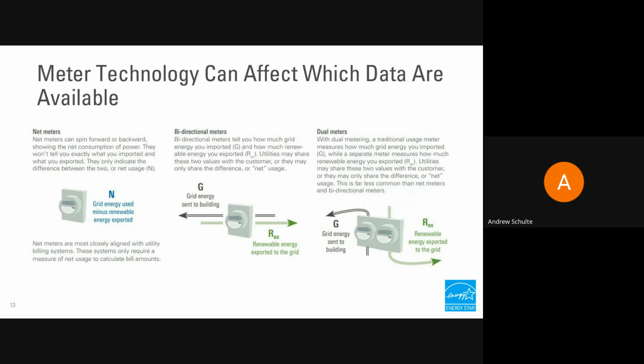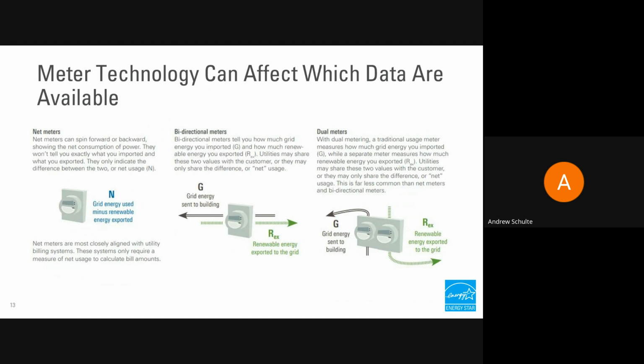So this is a case where, if this reflects your utility and the meters that you have in place at your customers' buildings, this is something that you should identify now. And this is something that we should probably discuss a little bit further, because there may be some special considerations or workarounds that need to be communicated to your customer to help them benchmark their building accurately and adequately.